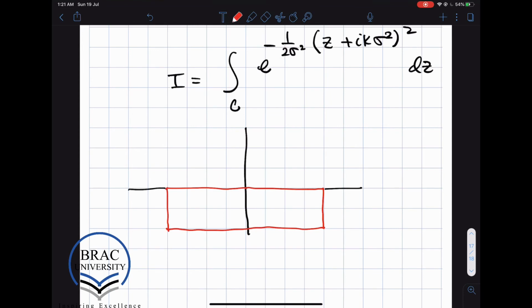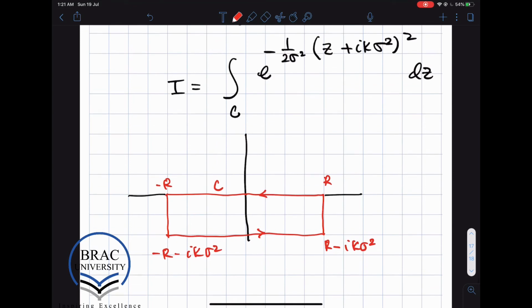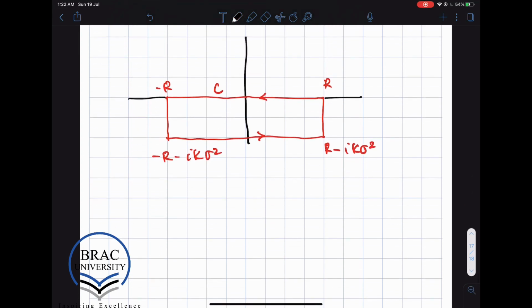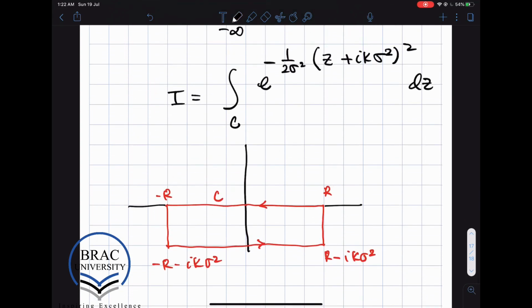Right. So this is my contour, and this goes from minus R to plus R over here, and here it goes from R to minus R. So this is C, the contour that I am doing this integral over. This is a very nice function, so there is no singularity here, so we are not going to be using the residue theorem.